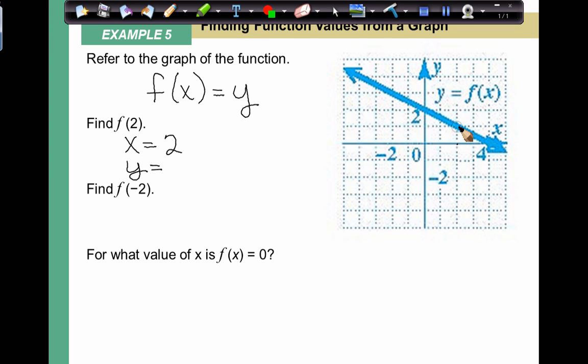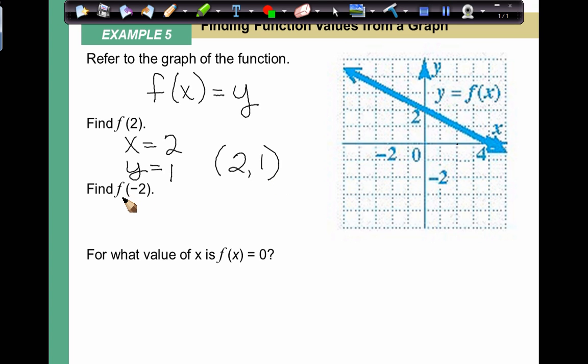So when we're at 2, we're right here. What is the y value of this? The x value is 2, the y value is positive 1. So when x is 2 on the graph, y is 1. So we have the point (2, 1).